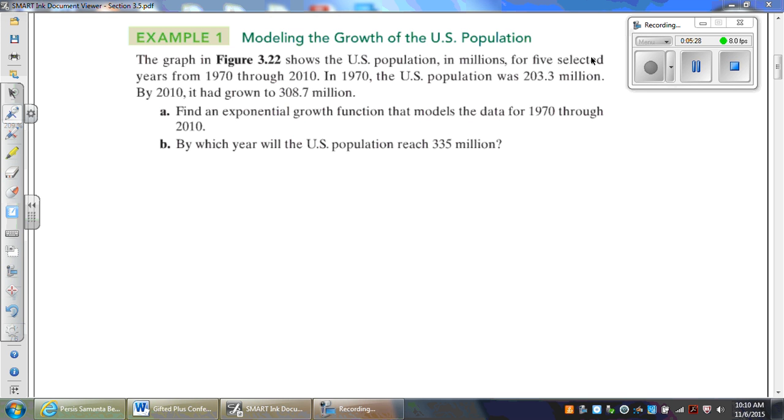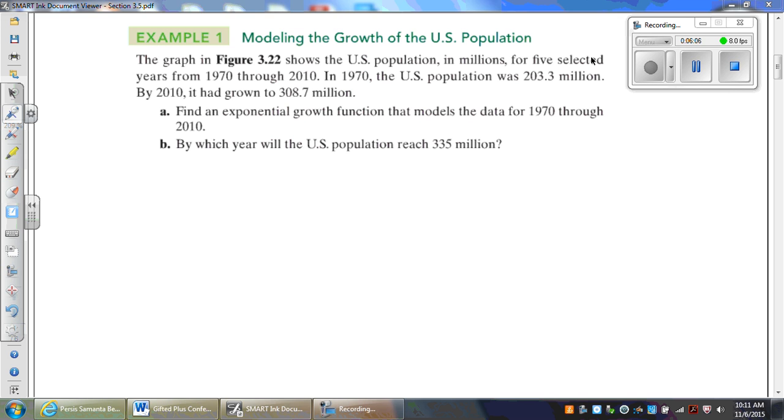population in millions for 5 selected years from 1970 through 2010. In 1970, the U.S. population was 203.3 million. By 2010, it had grown to 308.7 million. Find an exponential growth function that models the data for 1970 through 2010, by which year will the U.S. population reach 335 million. Okay, so I apologize, I don't have the graph there, but I think we have everything we need within the board problem.